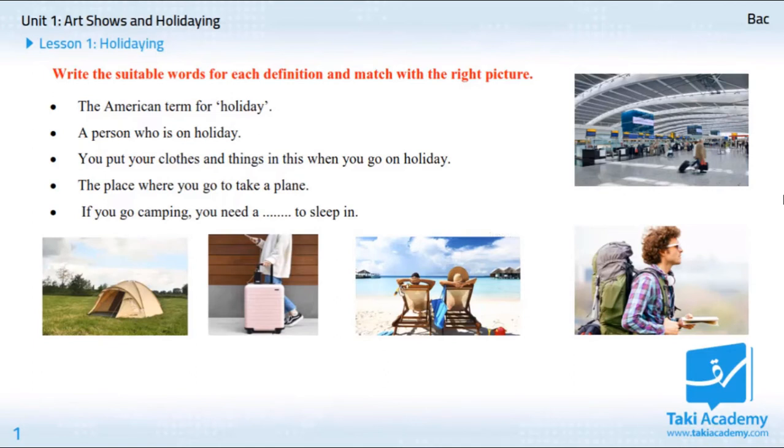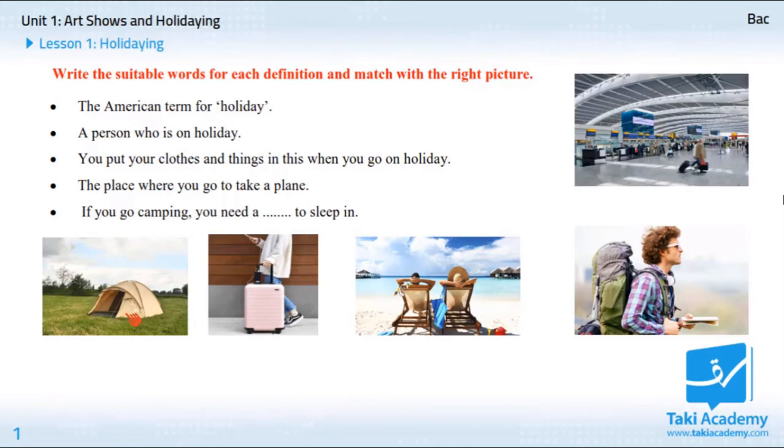Now, this is the first lesson, and it is entitled Holidaying. And in this video, we will look at some of the important vocabulary that you need to know in order to be able to talk about holidays. Okay, so here we will look at the pictures, read these definitions, and write the suitable words for each definition. And of course, we will match them with the right pictures.